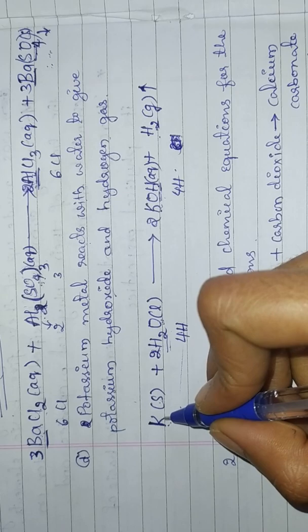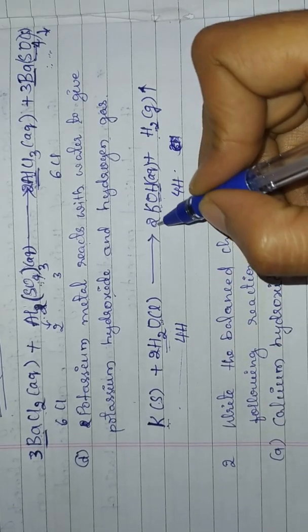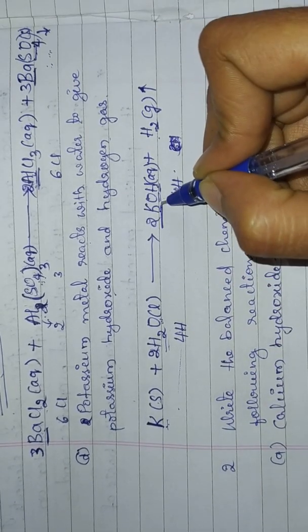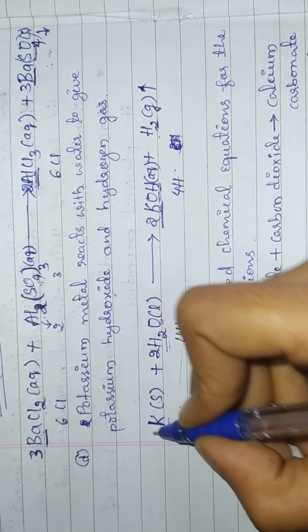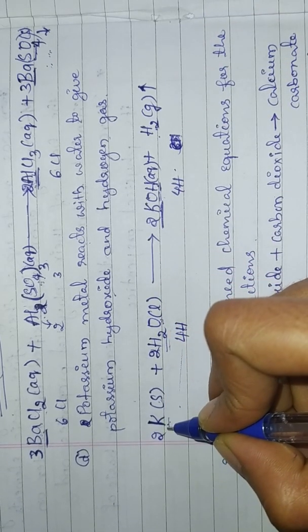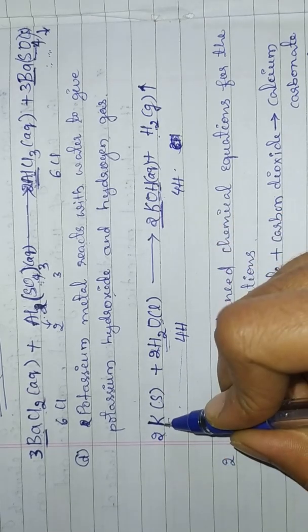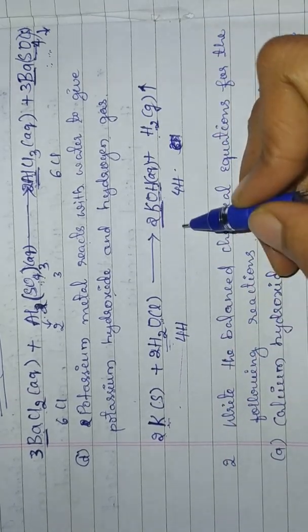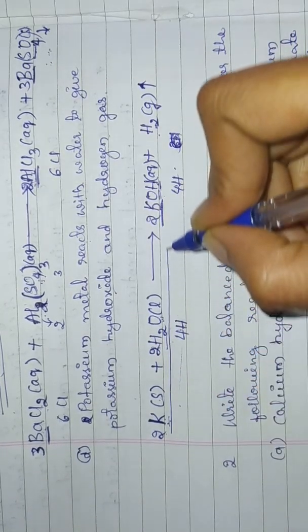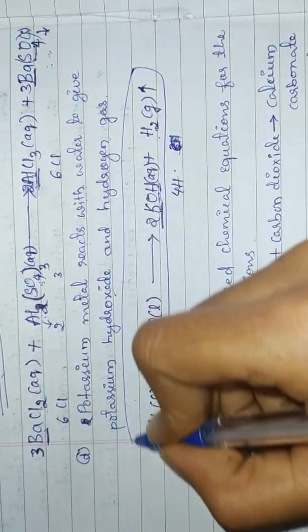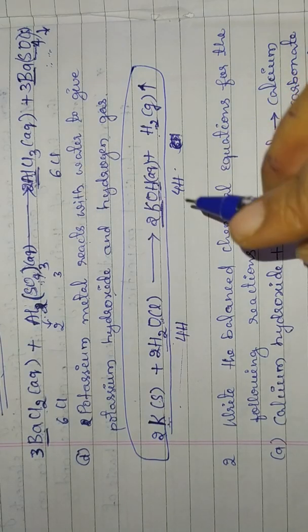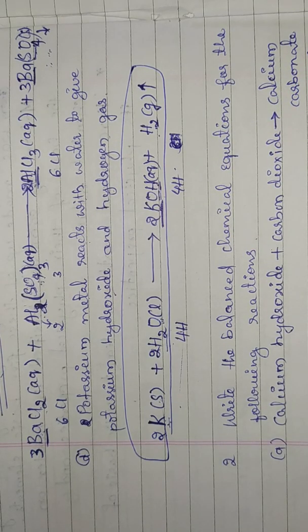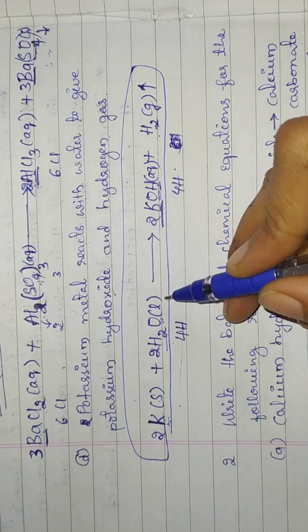Now see the potassium. Here 1 potassium, but in product side how many? 2 potassium atoms are there. So here we have to multiply by 2 so that number of potassium atoms in reactant and product becomes equal. Okay, now we balanced this chemical equation. So like this, first we have to write the chemical equation for the chemical reaction, and next we have to balance the chemical equation.